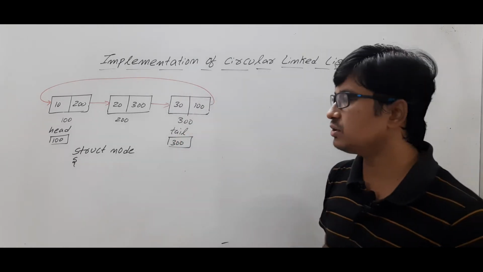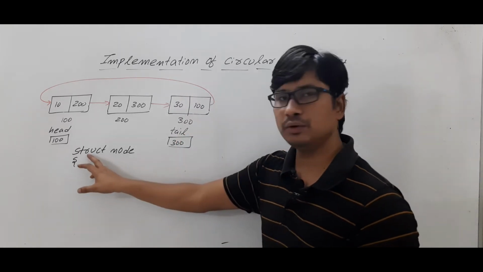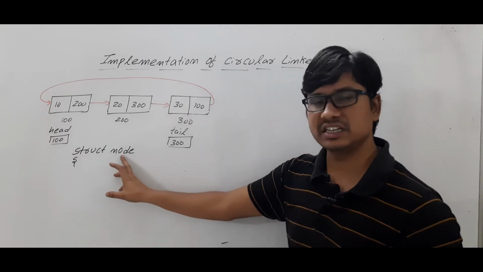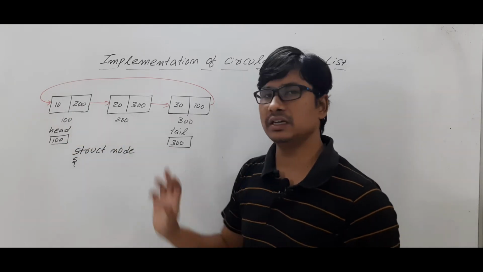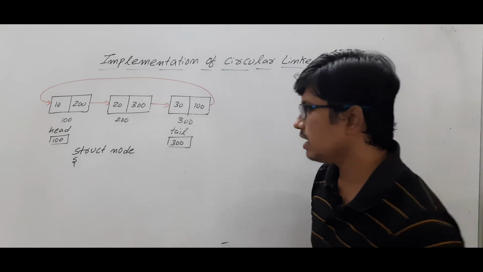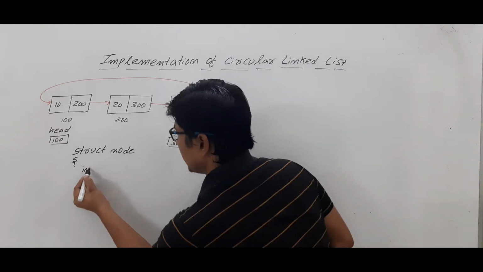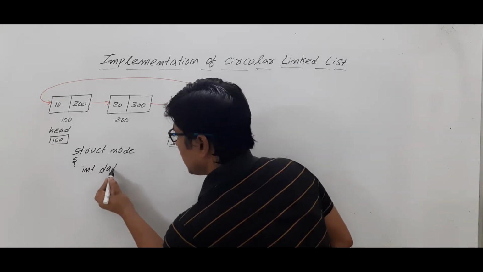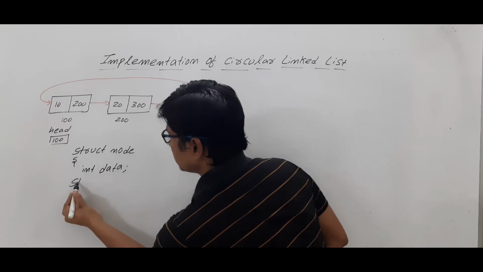So what is the way to define a structure? We have to write the struct keyword and structure name. What is the structure name here? Node. So that's why I have written here. And what are the members? One is the data which is an integer and another one is a pointer, okay?